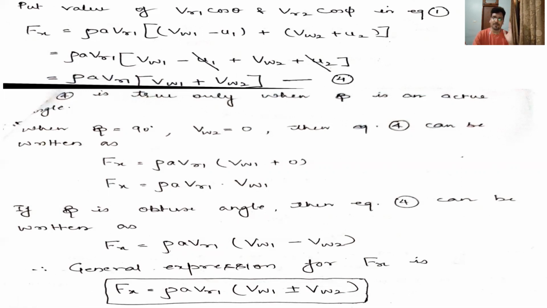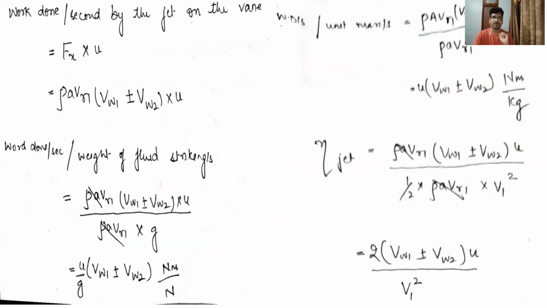If beta is acute, it is plus sign. If beta is obtuse, then it is minus sign. If beta is 90 degrees, then VW2 equals 0. Now, what will be the amount of work that is done by the jet on the vane? That is Fx into U.